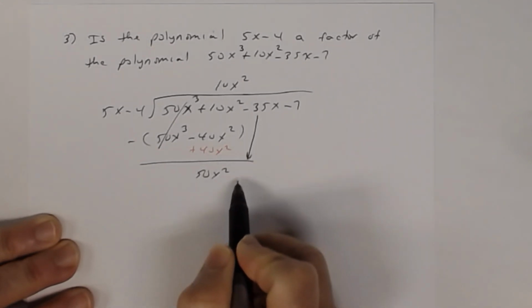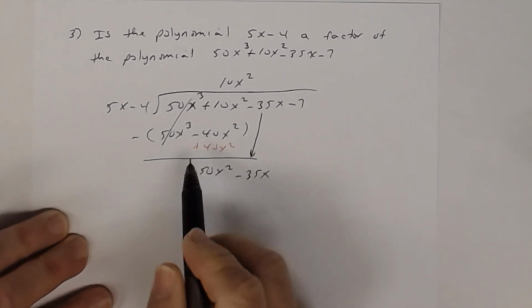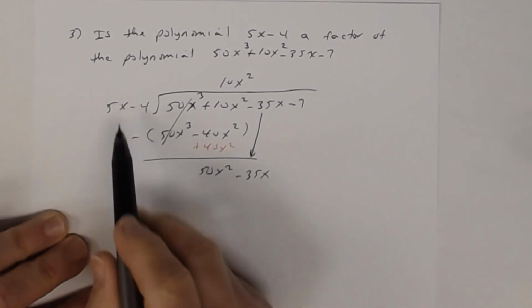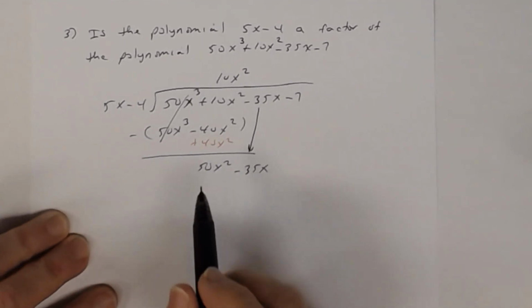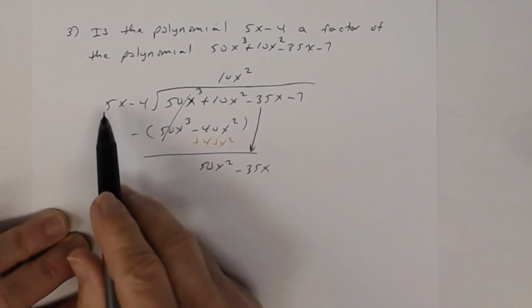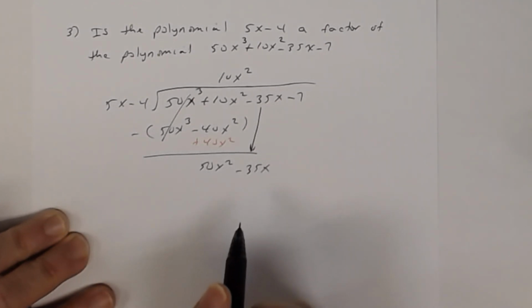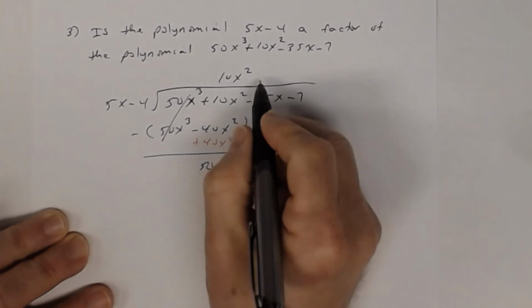Bring on the next term. And we do the process all over again. The degree here is more than the degree here. So 50x squared divided by 5x is 10x.